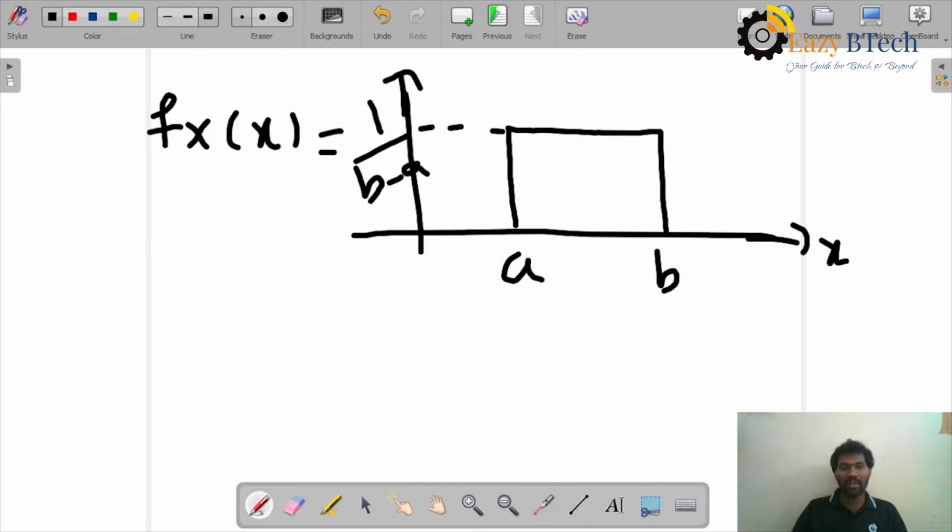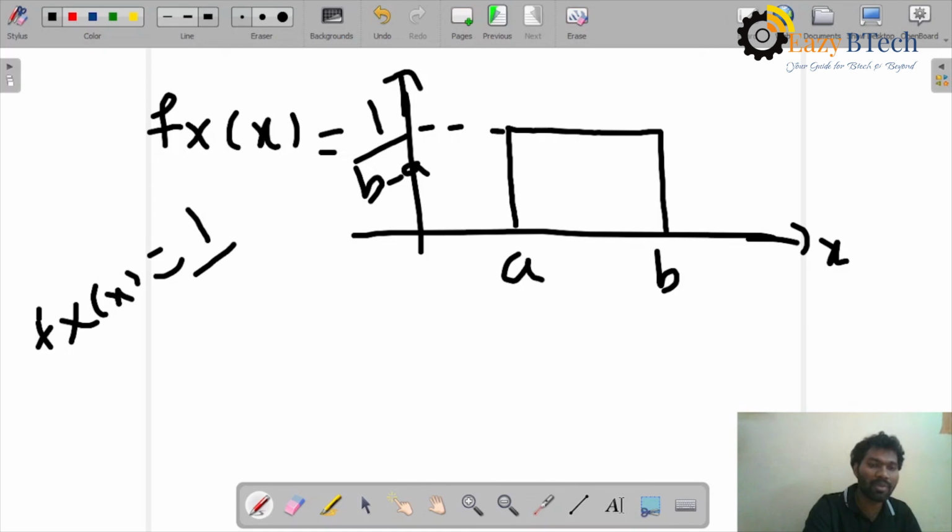From the density function formula, we already know that fx of x equals 1 by b minus a in the range of a to b. So the height, or amplitude, of the curve is equal to 1 by b minus a in the range of a to b, and 0 everywhere else, and the figure can be drawn like this.